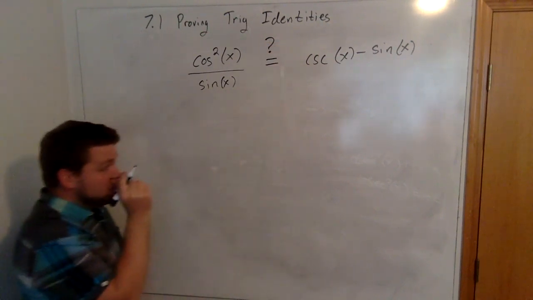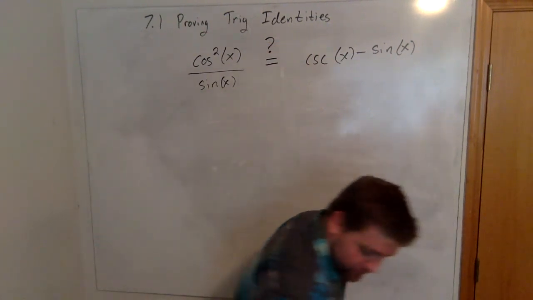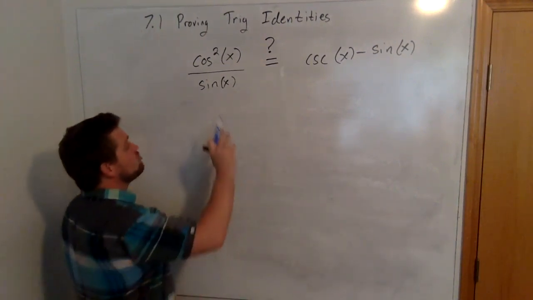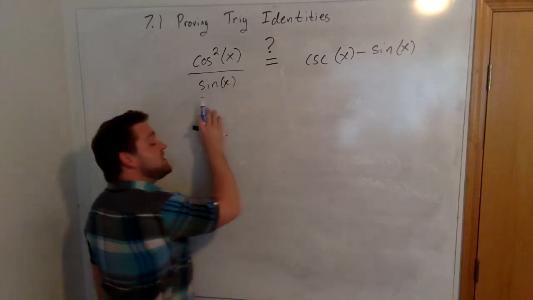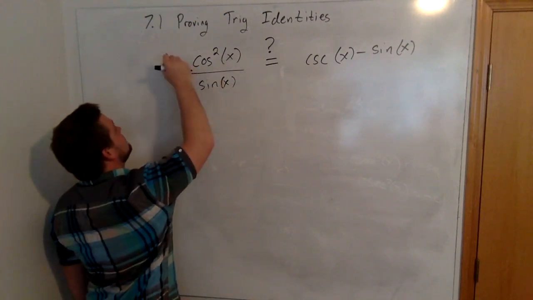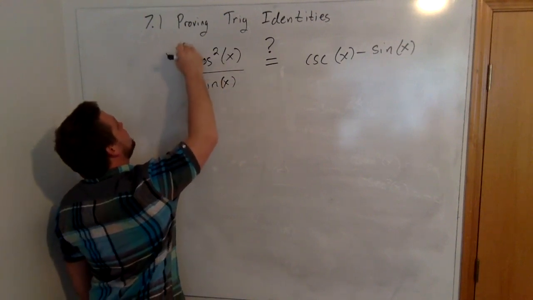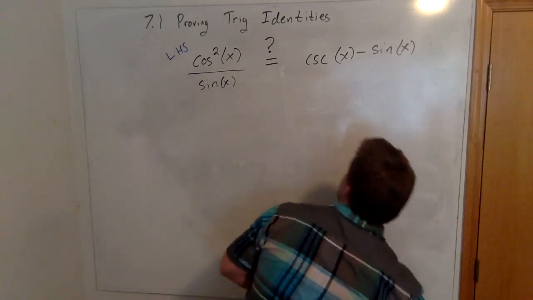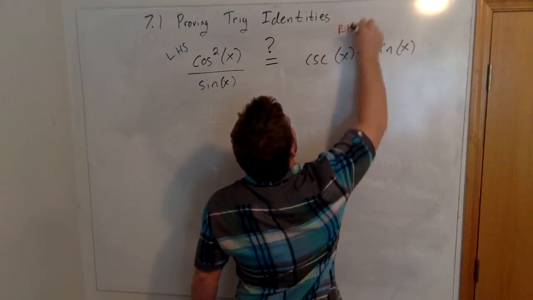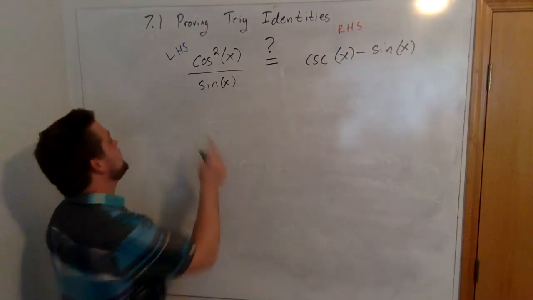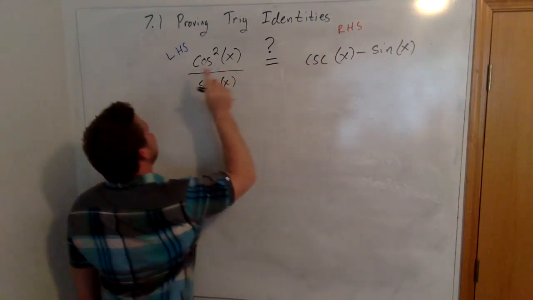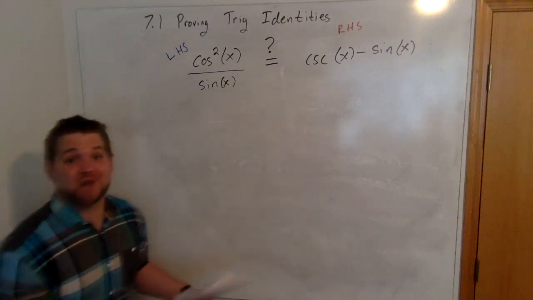Okay. So we're going to use some lingo that I'll use throughout all these problems. When I'm trying to show that these are equivalent, there's a left-hand side and a right-hand side. I'll abbreviate the left-hand side as LHS, and the right-hand side as RHS. Our goal is to make the left-hand side equal to the right-hand side, or show that the right-hand side is equal to the left-hand side, just by massaging.